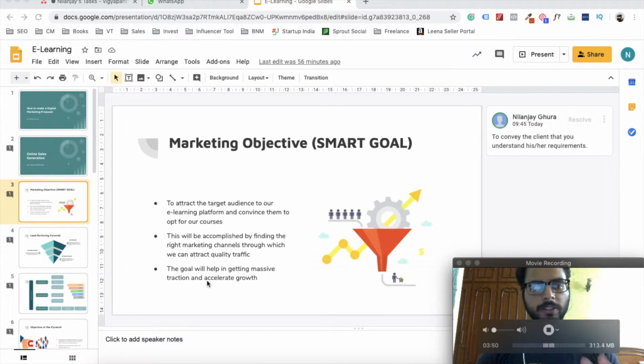Now, the third is that the goal will help in getting massive traction and accelerate growth. Basically, what this goal does is give the client a growth story: if you use the right marketing channels and we achieve our objectives, then we're going to get traction, we're going to get growth. So it is really important to mention the marketing objective in the second slide, as per me, because it helps the client understand that you understand their requirements, and they think, okay, this proposal is relevant for me. Now let's go to the fourth slide.